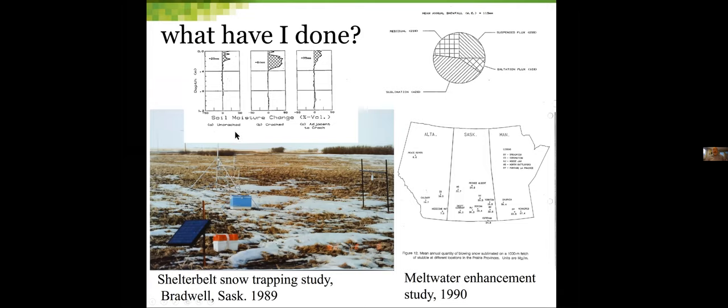Also worked on studies looking at cracks in frozen soils for promoting infiltration to frozen soils, using twin probe gamma measurements at the time. So lots of work on trying to get soil moisture reserve picked up by managing snowmelt water better over the prairies.